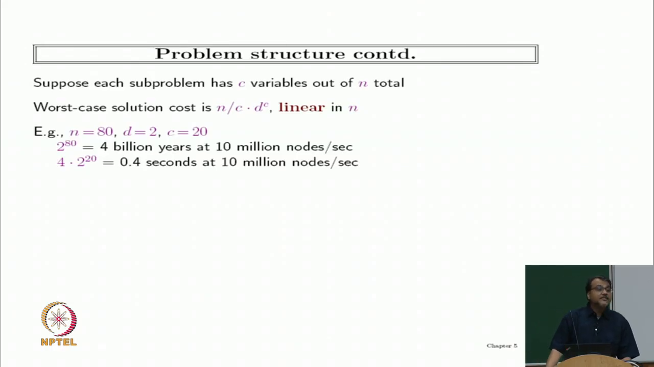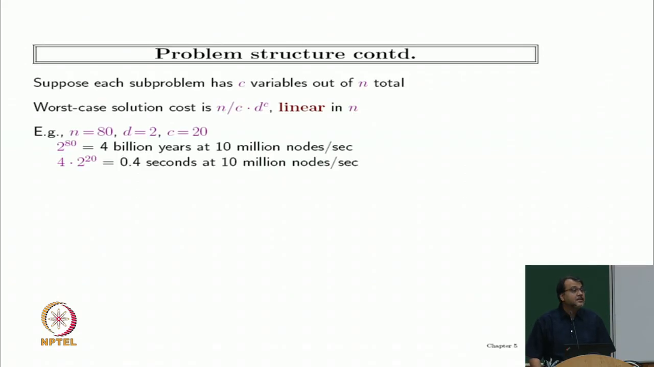So that means that my worst case solution cost has become somewhat linear and exponential in a constant. So that's pretty awesome. Linear in n, that is. That's pretty amazing.